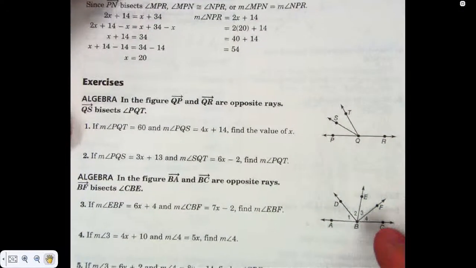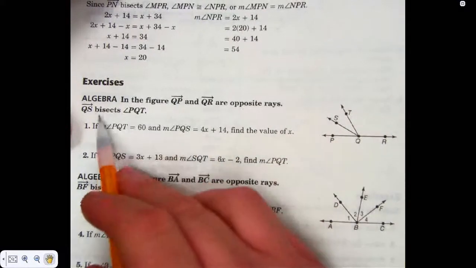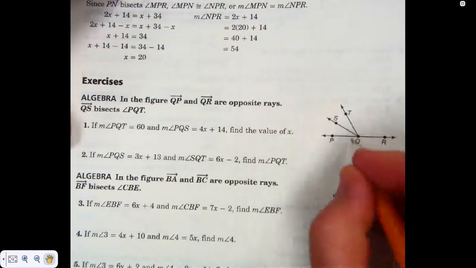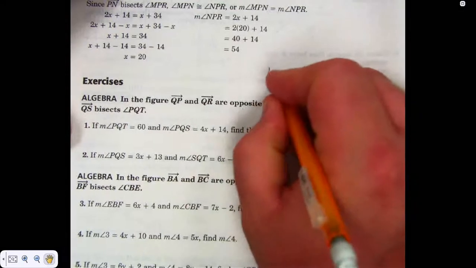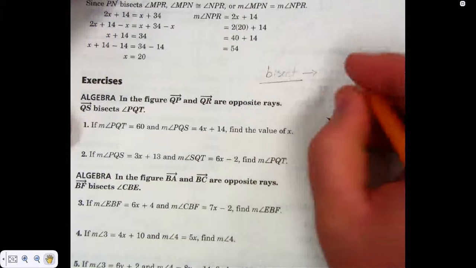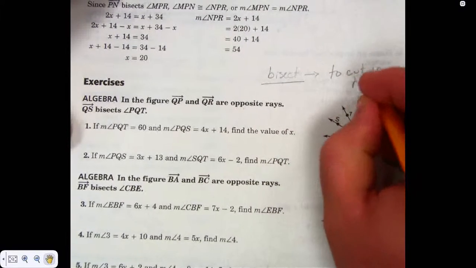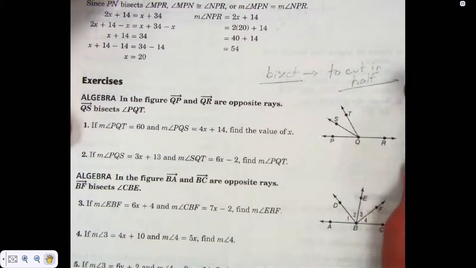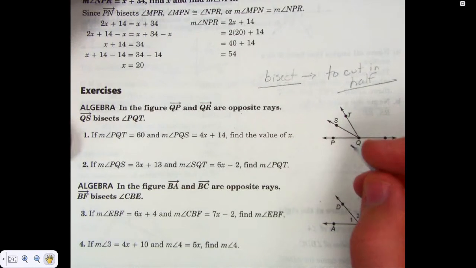But I have to create a valid equation. I've got to figure out how they relate to each other. First of all, they say these are opposite rays. QS bisects PQT. What do you think bisect means? Anybody? Two sections. How about to cut in half? You're close. And so here's another thing we need to get used to doing. Lots of times with angles, it's very important that we label our picture.